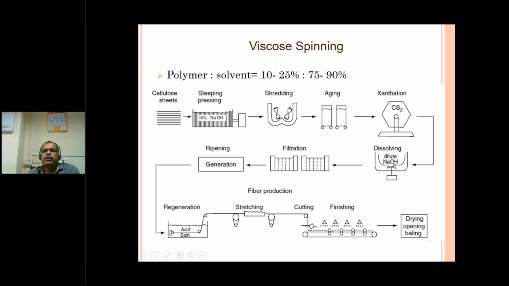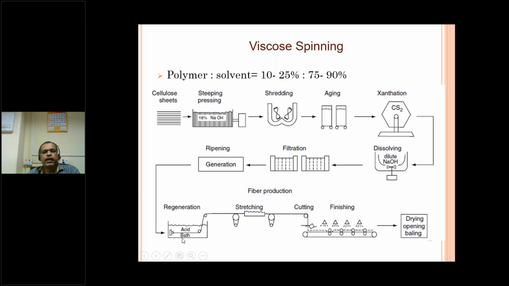Then dissolving with NaOH, so the sodium cellulose xanthate is dissolved by the NaOH. After this dissolution, filtration filters out the agglomerated particles present in the slurry. Then ripening. Here we store this slurry for 1 to 3 days, a long time, for the redistribution of the xanthate among and in between the cellulosic chains.